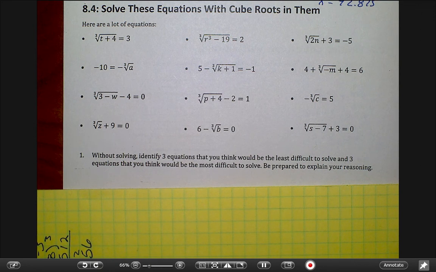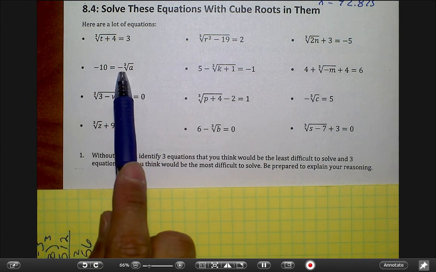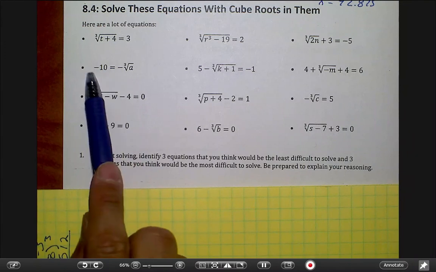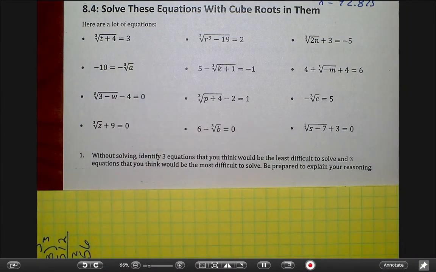So do we just cube it? Like normal? No? We got to get my radical by itself. So how do I get rid of the negative? Just divide both sides by -1, and then go with it. All right. Anyone?